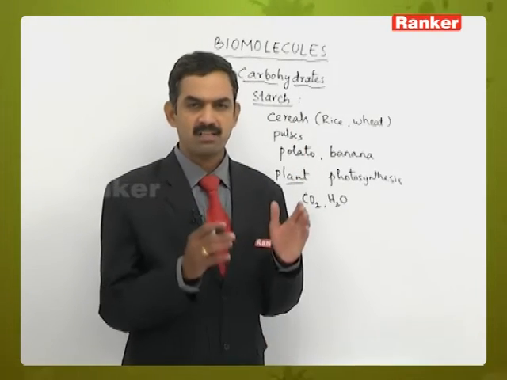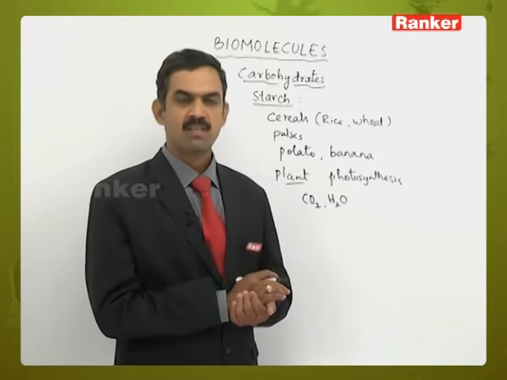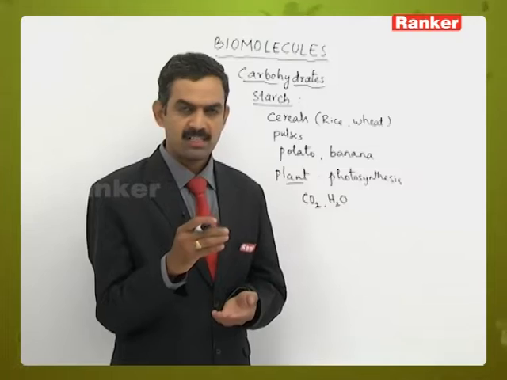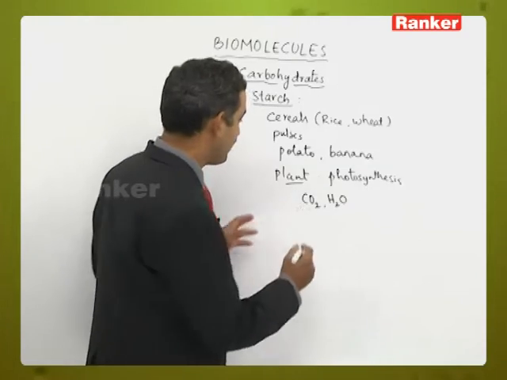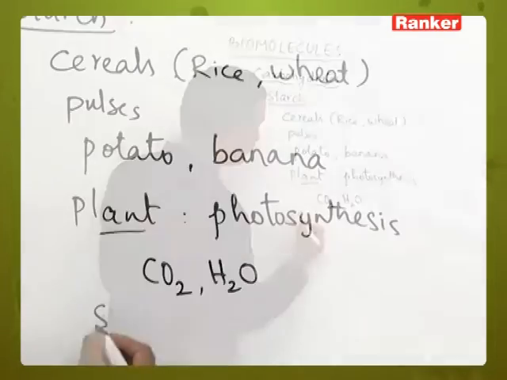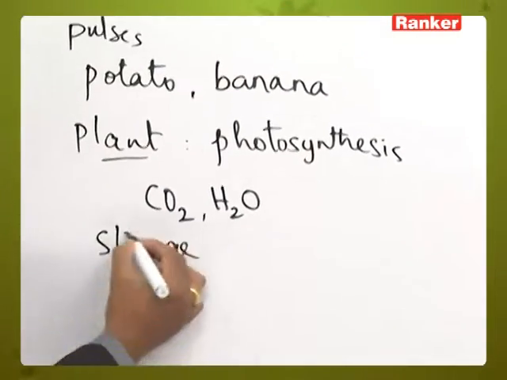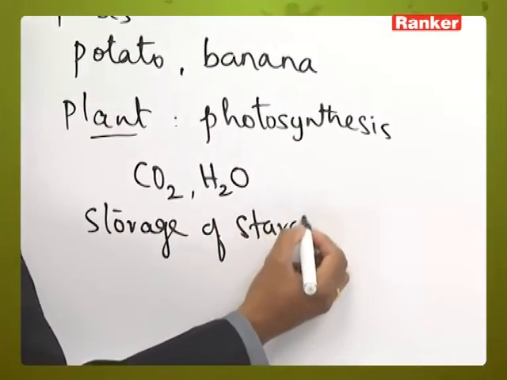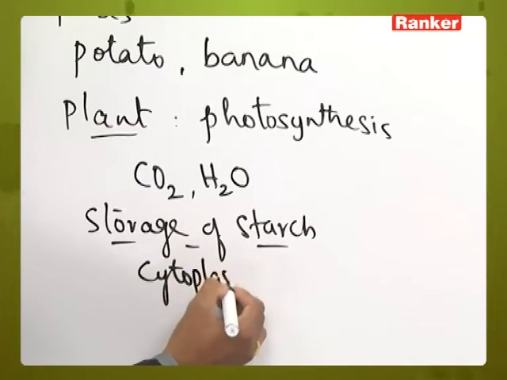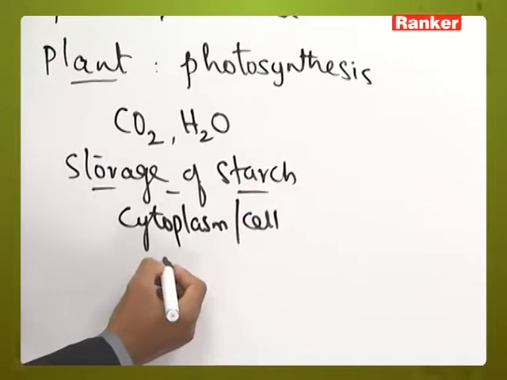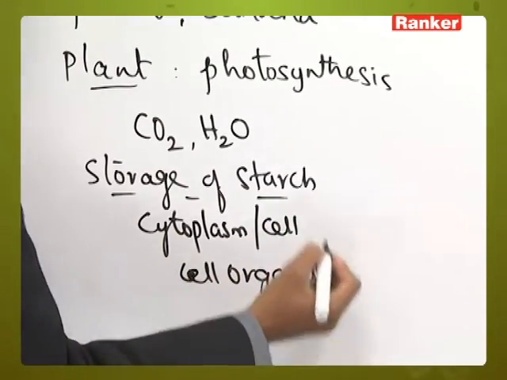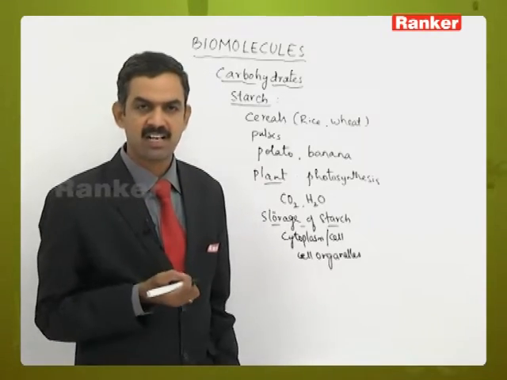Whatever starch is synthesized by the plants, in which form is this starch stored in the plant cells? Is it stored in the cells or in some part? Actually, the plants which produce the food materials also store starch. The starch is stored in various forms. It may be in the cytoplasm or in the cell or in other cell organelles, like in the chloroplast where it is synthesized; we call these starch grains.